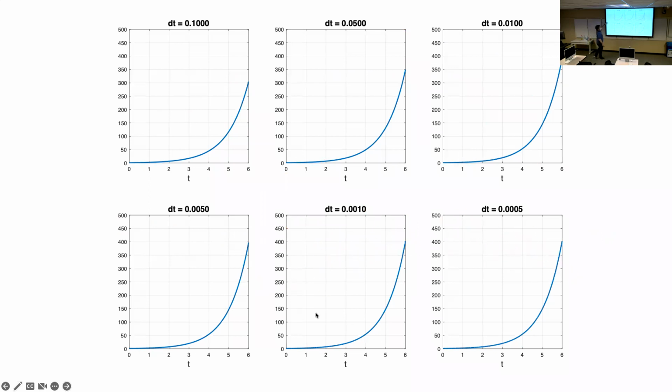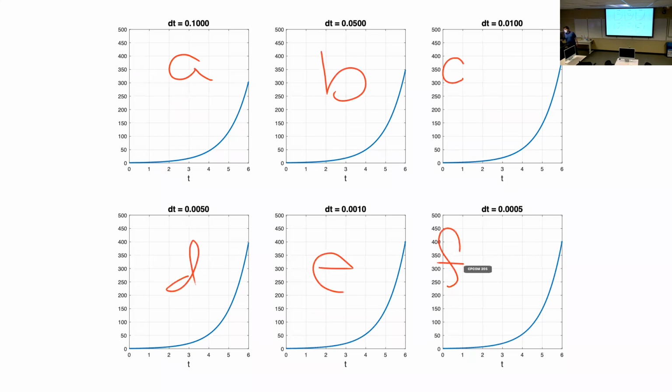If I were to show you these, I might ask which plot shows you the ideal time step? This could be labeled A, B, C, D, E, F. What do you think would be the best time step to use? Go ahead. Yeah, I would say E is probably a good answer.